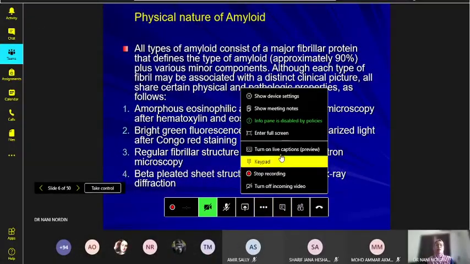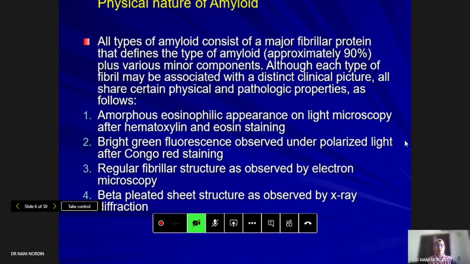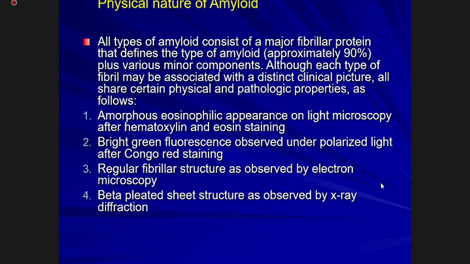Physically it will appear the same. Okay, so how do we identify these amyloid proteins? It can be identified in the lab in 4 different ways. First, under light microscopy, it can appear as an amorphous eosinophilic appearance. This is when you stain with H&E, hematoxylin and eosin stain.